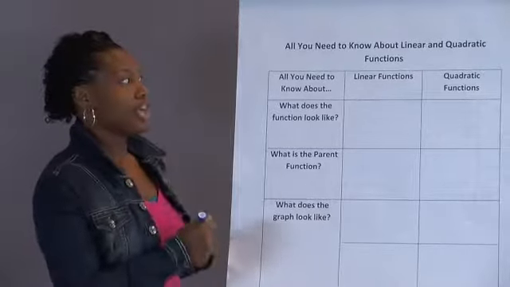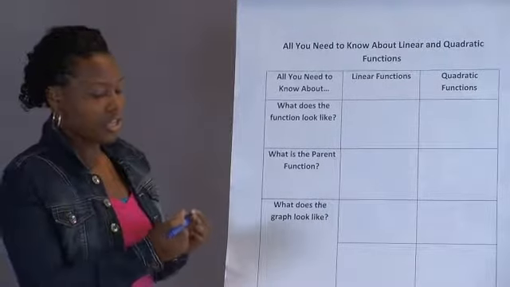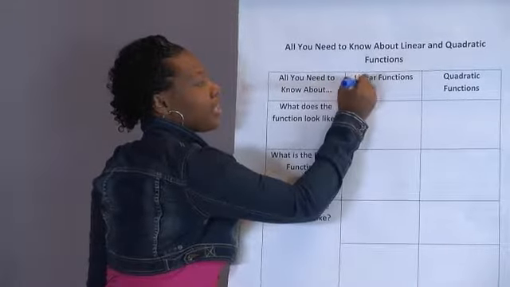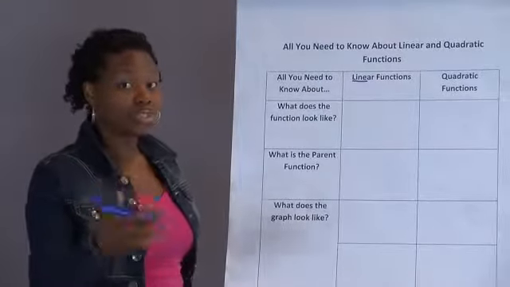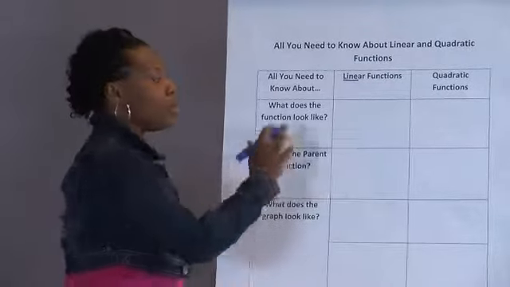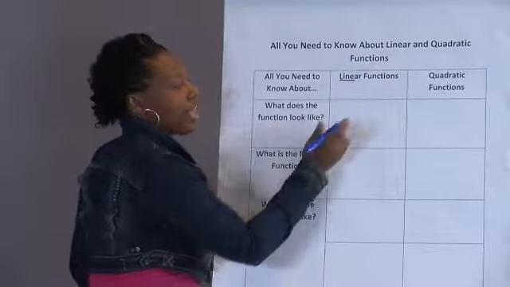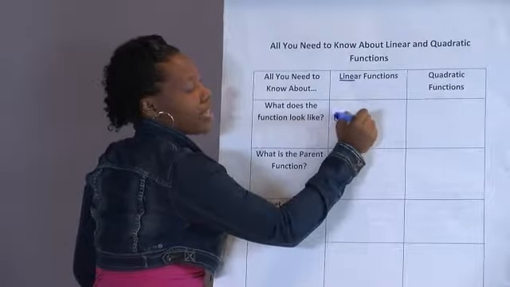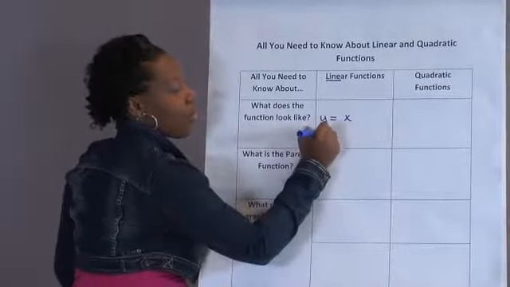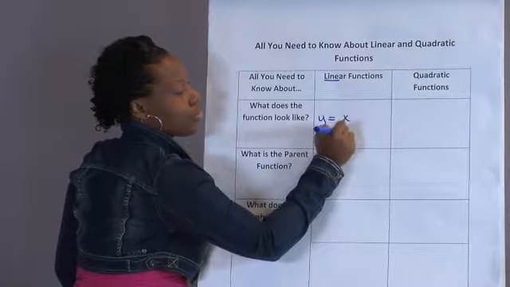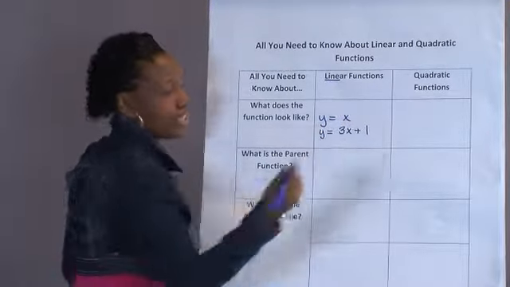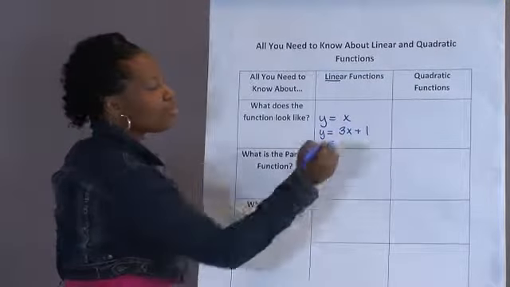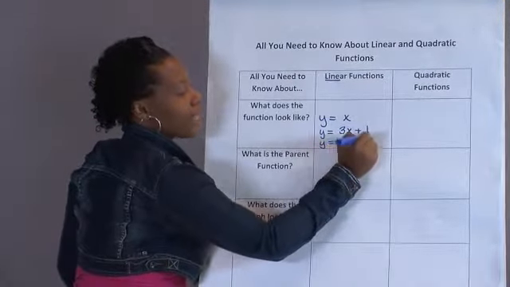So it's kind of like you're teaching first, so here's what you'll do. What does the function look like? Let's talk about linear functions. If it's a linear function, keyword, line, you know that the function is going to be a straight line. But you want to know, what does the equation look like? So linear equations look like this. Y equals x is an example. Y equals 3x plus 1 is an example. Another example would be y is equal to 2x minus 5.